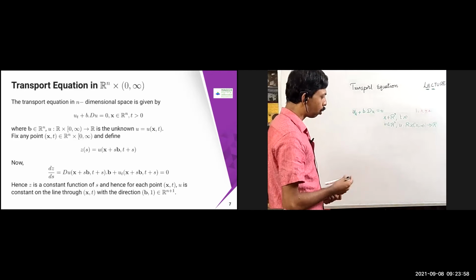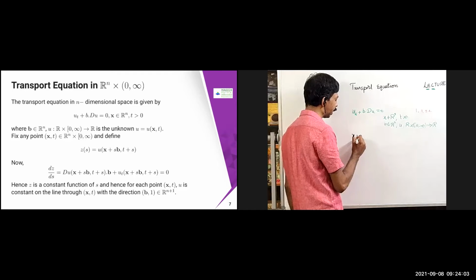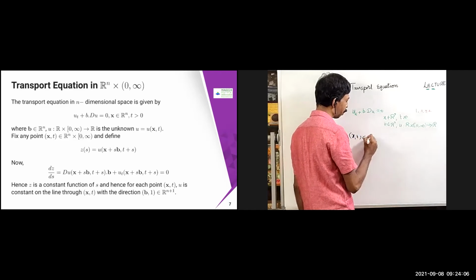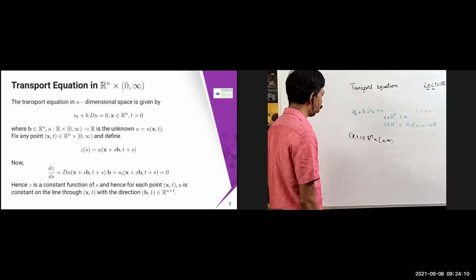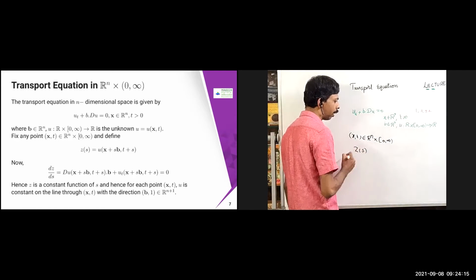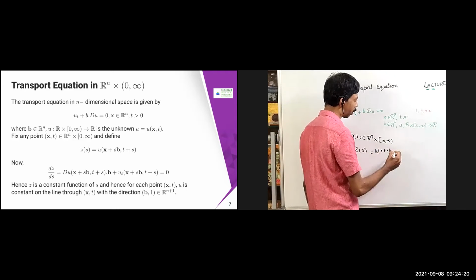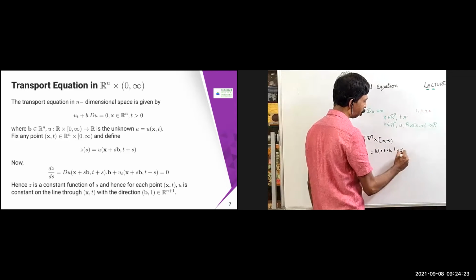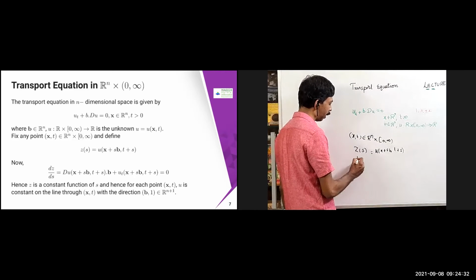Now we are going to solve this problem in a similar way. We fix any point (x, t) in R^n cross (0, infinity). Now we are going to define a parametric curve, z of s equal to u of (x plus sb, t plus s). I'm just doing a trial and error solution, and I'm going to check whether it gives me the answer for this one. Now I'm going to check what dz by ds is for this problem.